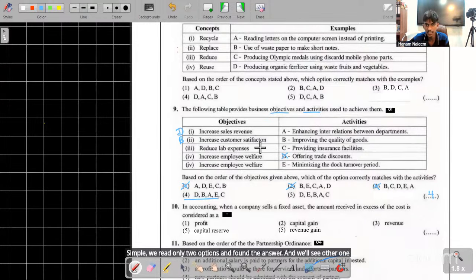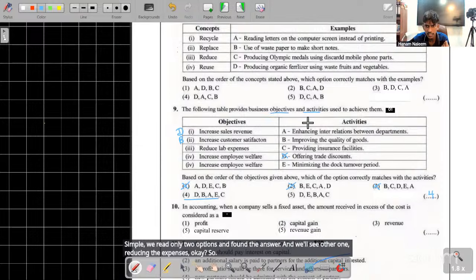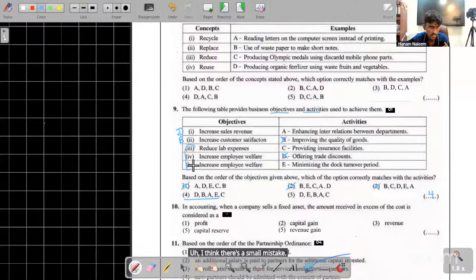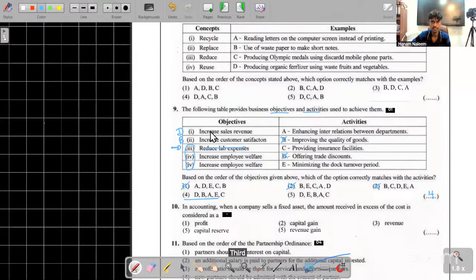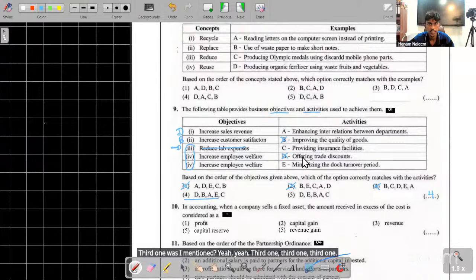Reducing the expenses, so we can take D, B. Okay. I think there's a small mistake. A printing mistake. Can I know the third one? What is mentioned as the third one in the past paper? Reducing what? No, in the past paper. Increase, fine. Okay, same, in the correct order.